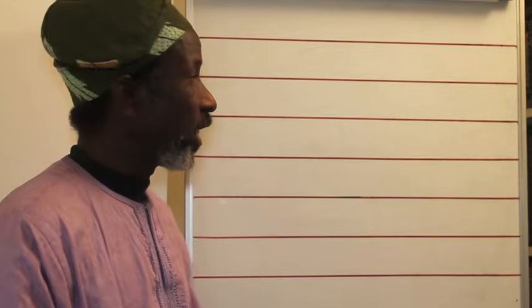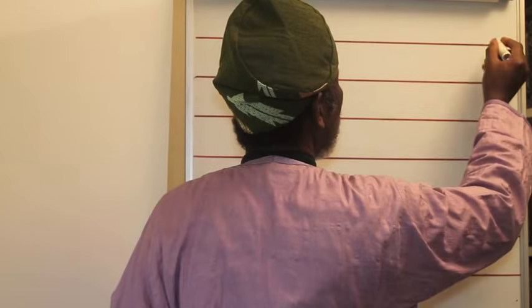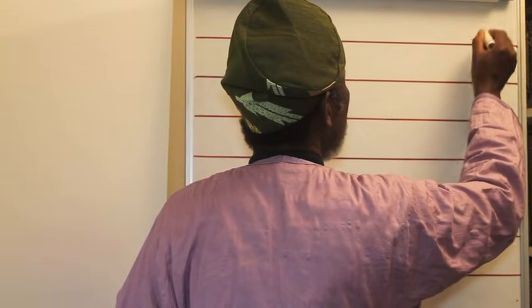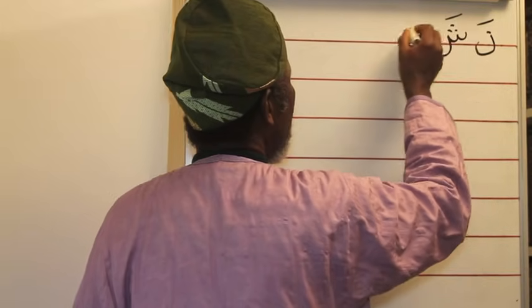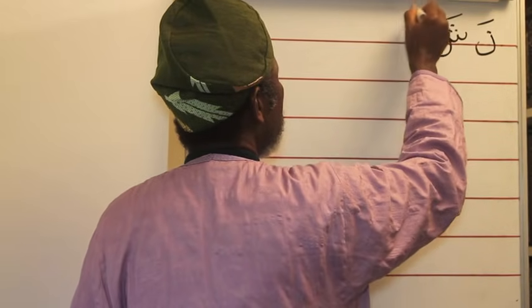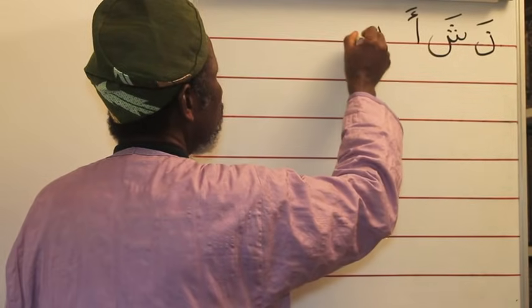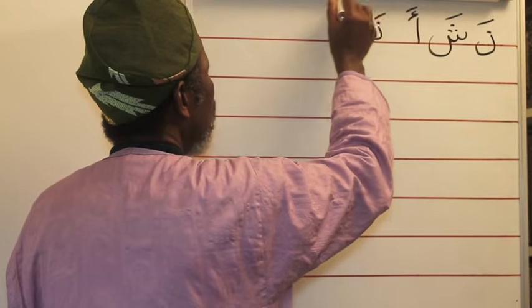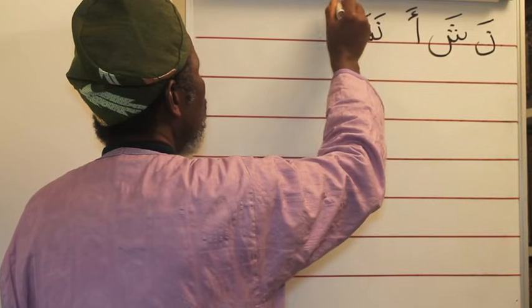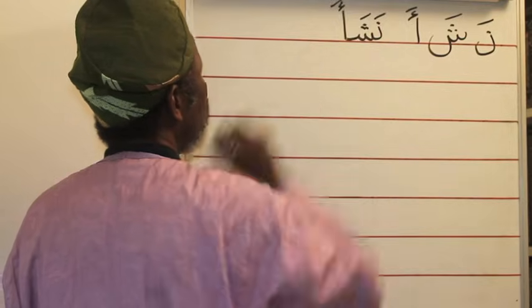On page 40 we start letter nun. Nasha'a. Na, sha, a. Nasha'a. Join. Na, sha, a. With that hamza on top of your alif. Nasha'a.